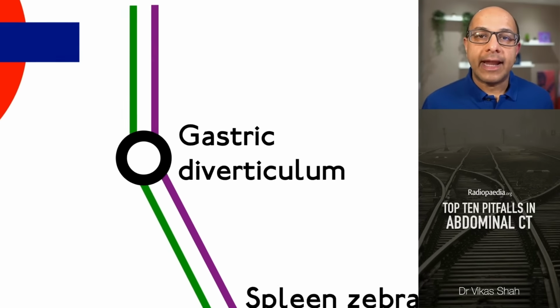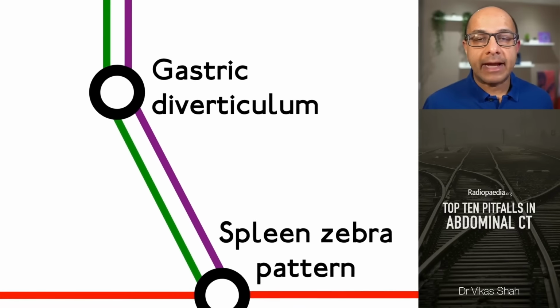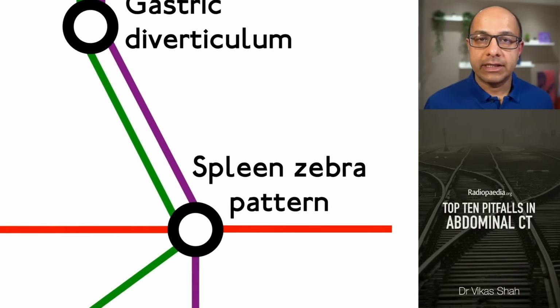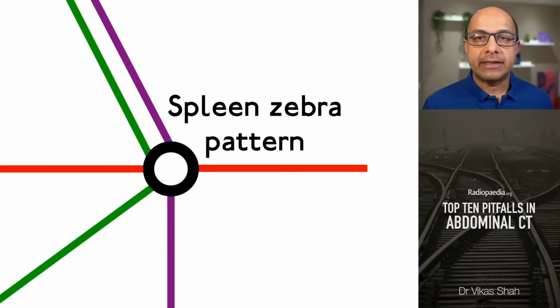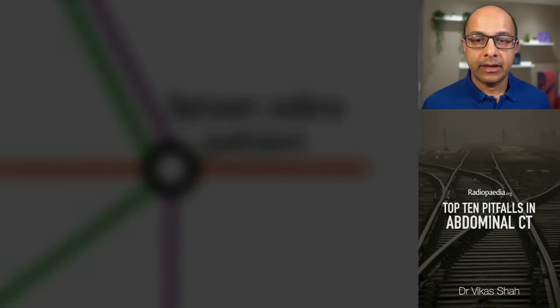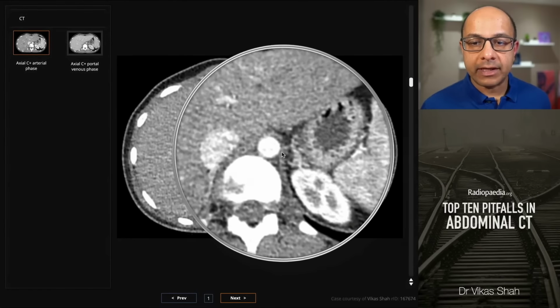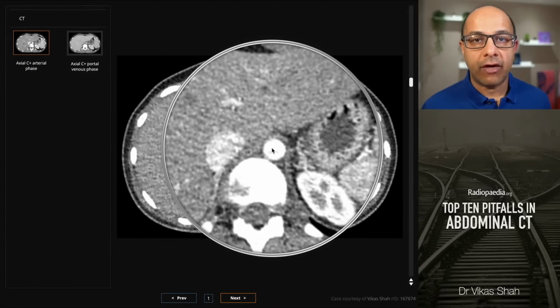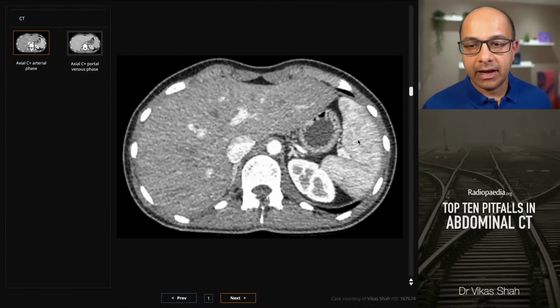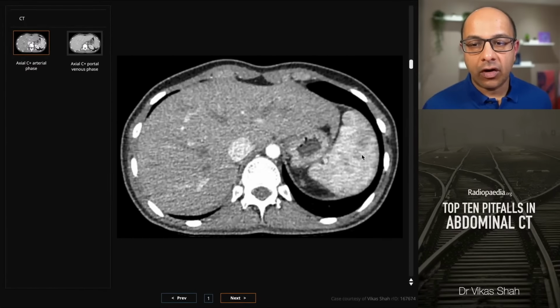We'll now move on to our next stop, which is the zebra pattern of splenic enhancement. Now, this is that stripy pattern that is sometimes seen on arterial phase studies, and it can catch out those people who are just beginning to look at abdominal CT. So here it is. Here is an arterial phase study. We know it's arterial because here we see contrast, which is very bright within the aorta. And there's a stripy pattern of enhancement to the spleen where there are alternating areas of low and high density.